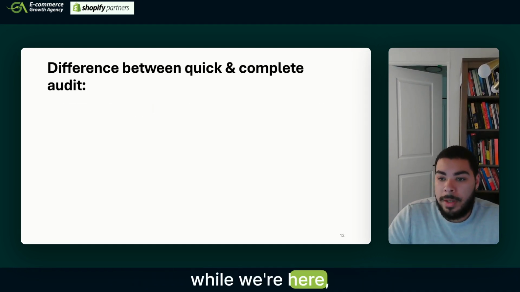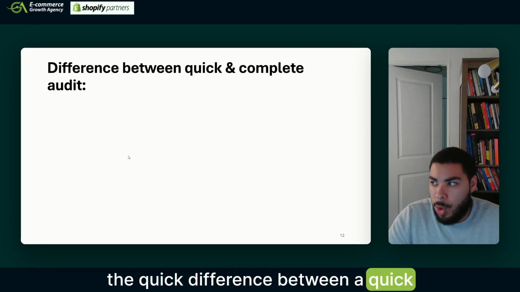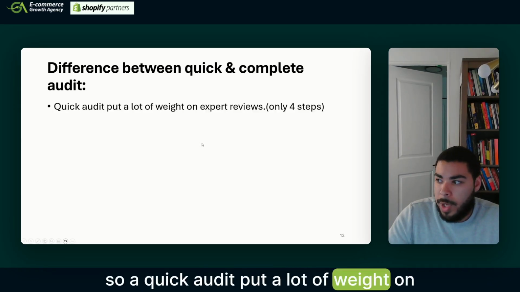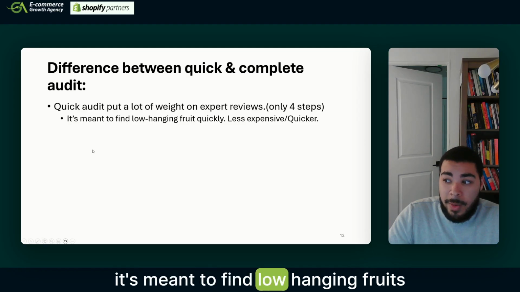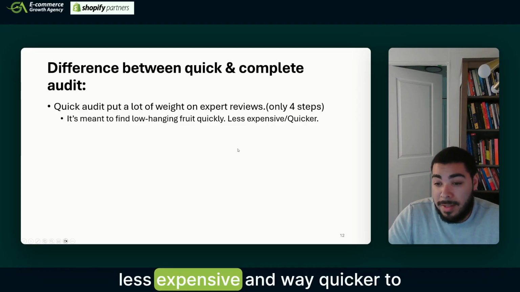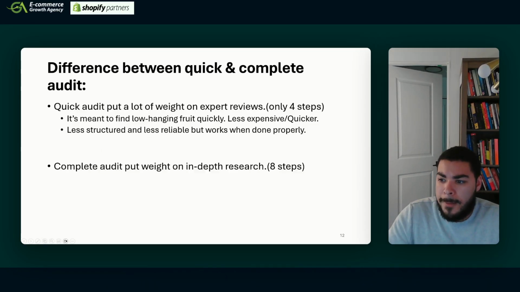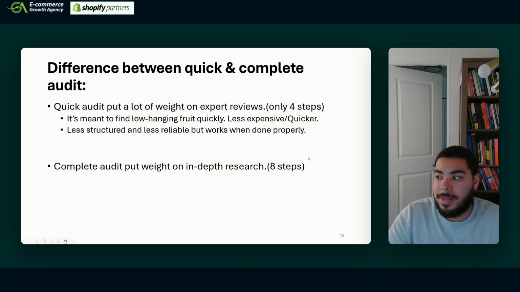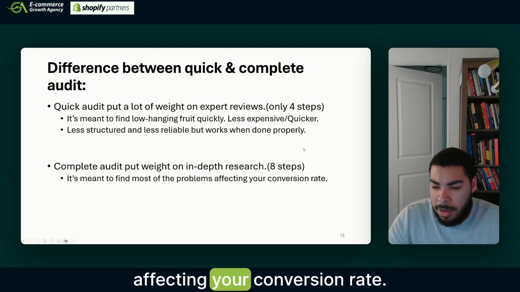And by the way, while we're here, let me just show you guys the quick difference between a quick and a complete audit. So a quick audit puts a lot of weight on expert reviews. It's only 4 steps. It's meant to find low-hanging fruits quickly, less expensive, and way quicker to perform. It's less structured and less reliable, but works when done properly. A complete audit puts weight on in-depth research. It has more steps, twice the steps. It's meant to find most of the problems affecting your conversion rate.